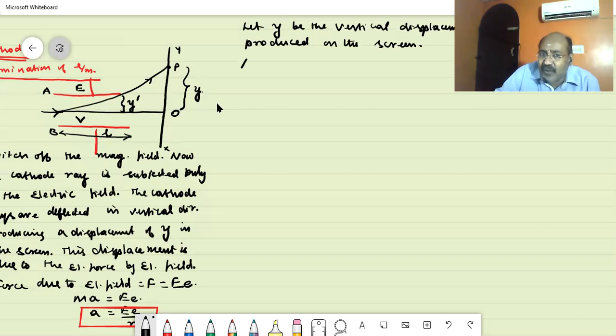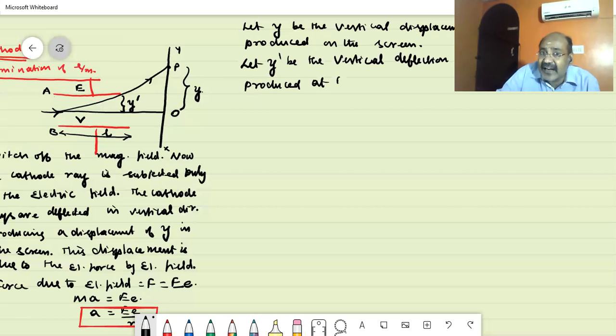Let y dash be the vertical deflection produced at the end of the electrical field. So at the end of the electrical field, the vertical displacement produced is y dash. I have to calculate that y dash. How to calculate it?